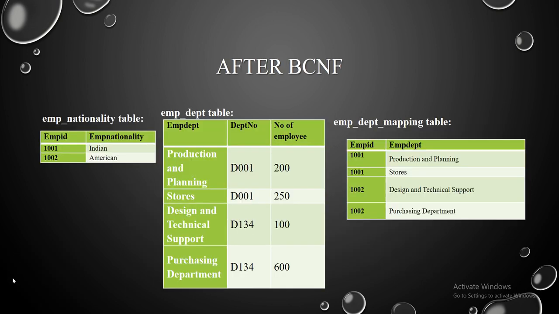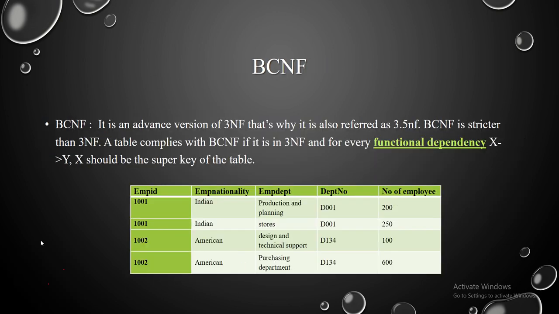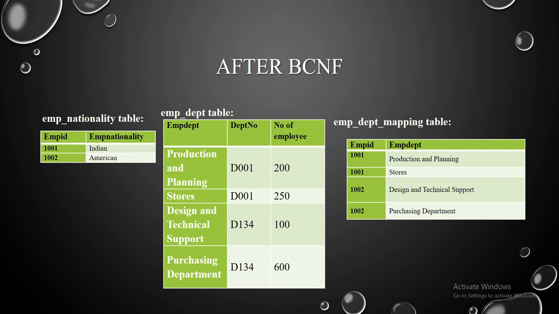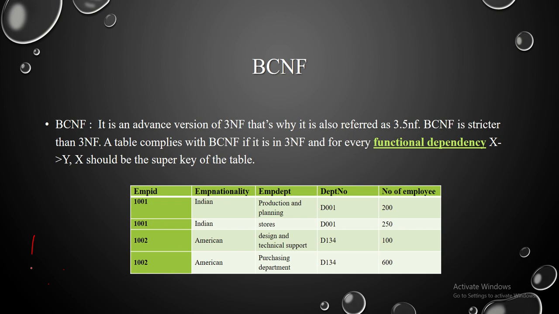X which implies Y. What is the meaning of this? The value of X determines the value of Y, where X should be the super key, and also Y is a prime attribute. That is in the case of 3NF.